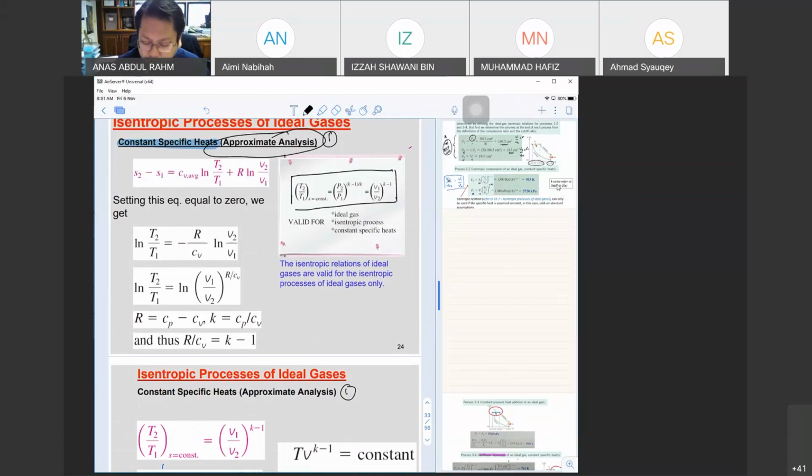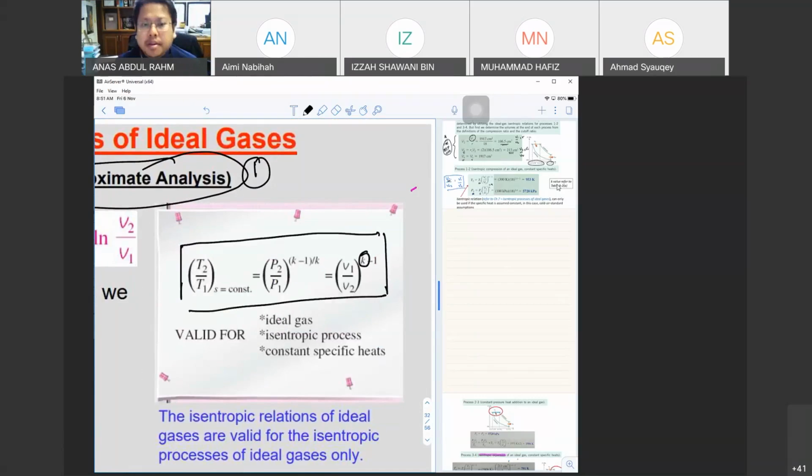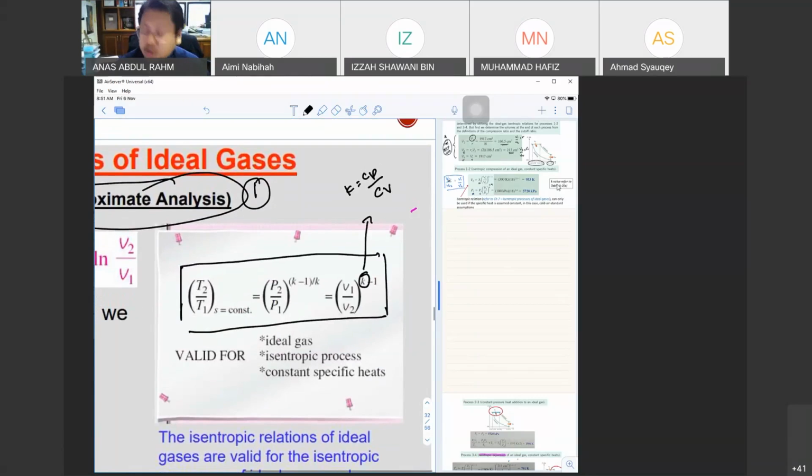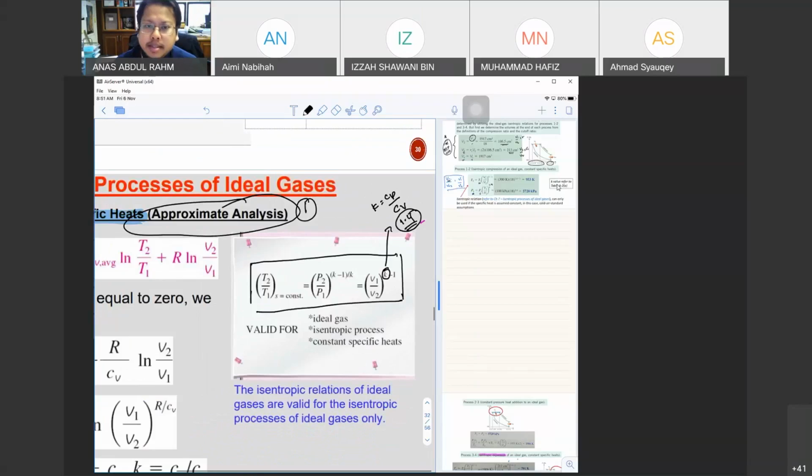So first method, it is approximate because of the value of K here. We know K is Cp divided by Cv. And the value of K, most of the time for air, we use 1.4. Why? 1.4 is the value of K at 300 Kelvin. If we have processes 1 to 2, for example, with a large temperature difference, this approximate analysis slightly deviates.